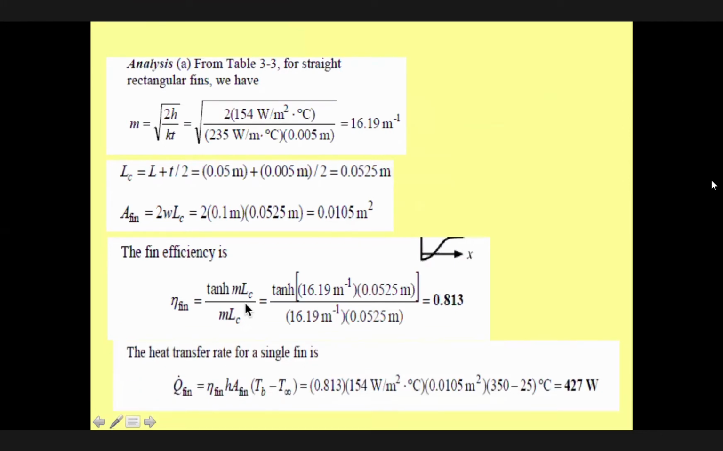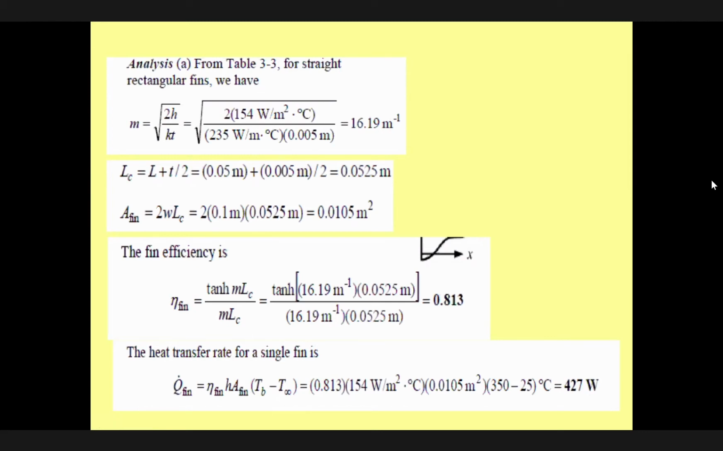And then we calculate how much energy is transferred. Since we know the efficiency is defined as the ratio of the heat transfer by the fin divided by the maximum energy, we know this information because we know h, we know the area of the fin, and we know the temperature difference between the base and the environment. That is the maximum heat transfer that we can have. But we have an efficiency of 80%. We multiply by 80% to calculate how much energy is transferred from the fin to the environment.